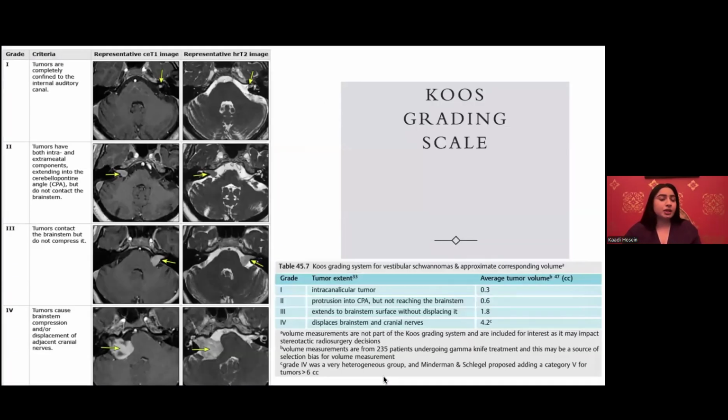This is the Koos grading system, which is commonly used to describe vestibular schwannoma size and location on MRI. On the left, the arrows indicate the tumor, with grade 1 representing small intracanalicular tumors confined to the IAC, and grade 4 representing those causing brainstem compression with cranial nerve displacement. Now, table 45.7 on the right relays the appropriate corresponding tumor volume for each Koos grade.